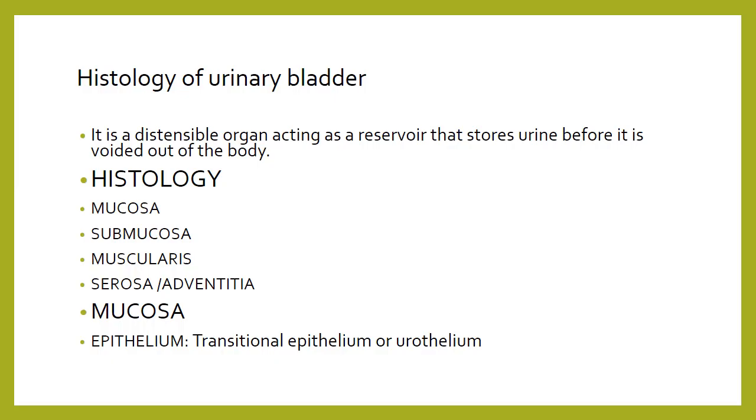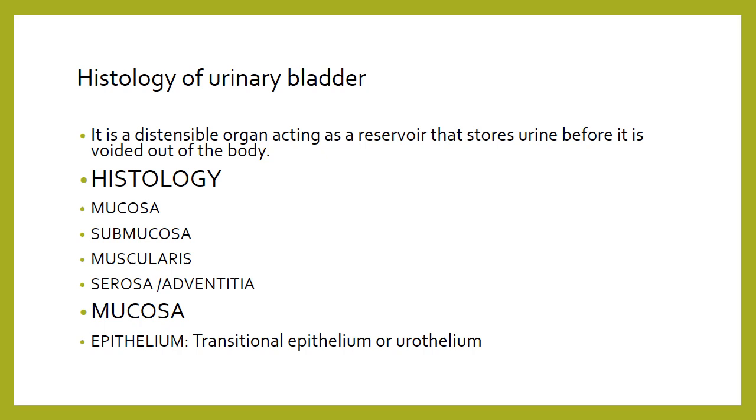As you all know, a urinary bladder is a muscular organ having the quality to store urine before it is voided out of the body through the urethra. Now coming over to the histology of urinary bladder, it consists of the usual four layers, that is the mucosa, submucosa, muscularis externa, and the last layer is the serosa or the adventitia.